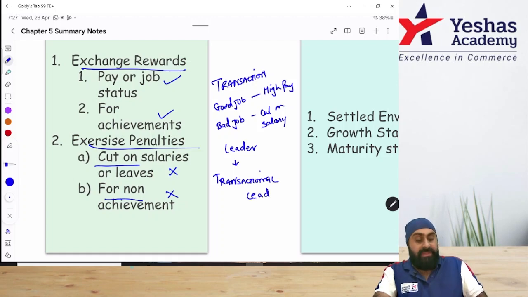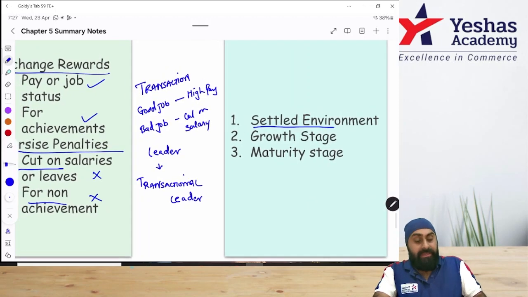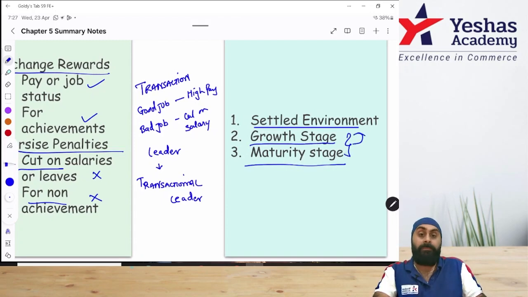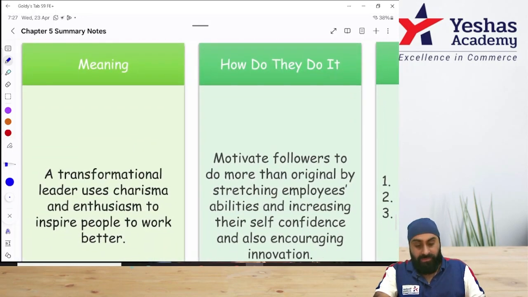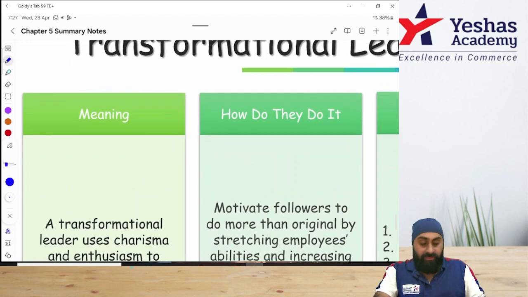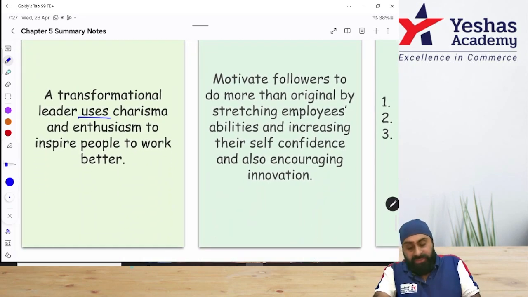Now, this leader is going to be very useful in a settled environment. It is useful for the growth stage and mature stage. If you notice, this is also a settled environment. So this type of leader is an excellent leader for the growth stage and mature stage. He is not a good leader in complex situations. Now, let's move on to understand what is transformation. A transformational leader uses his charisma and enthusiasm to inspire people to work better.